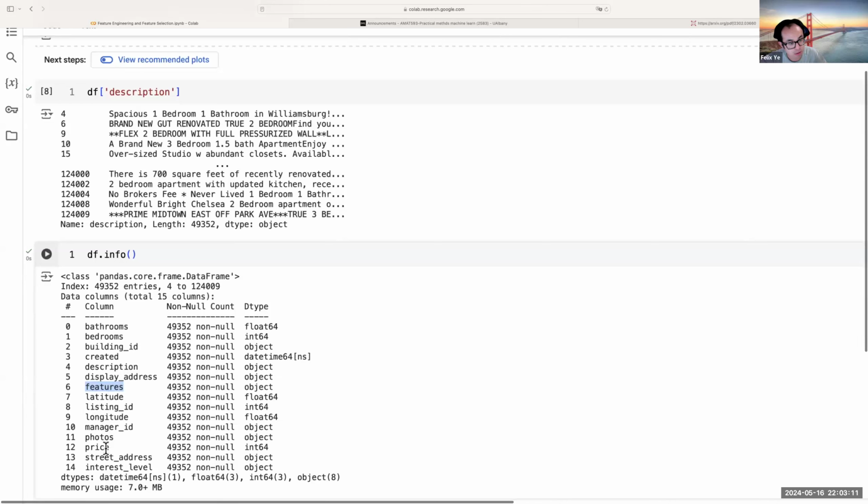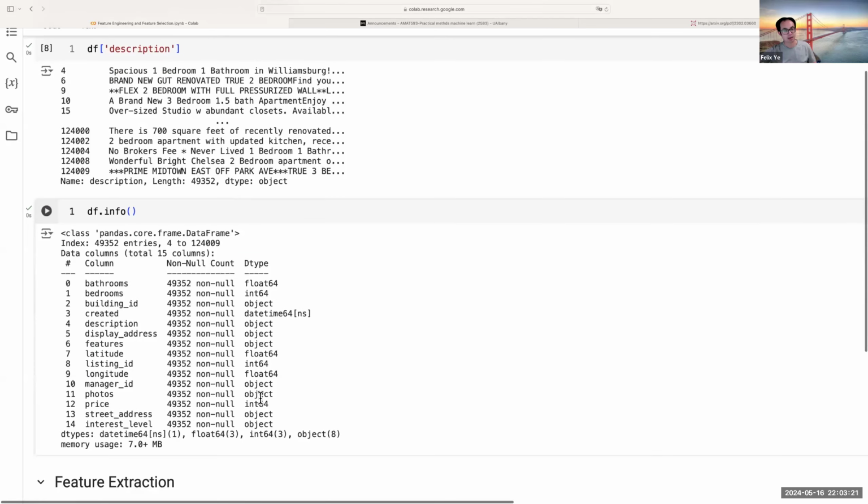And here price is integer, and interest level is object as well. So you can see we have a lot of data types. For example, datetime has one feature, float has 3, integers 3, and the other 8 are objects.